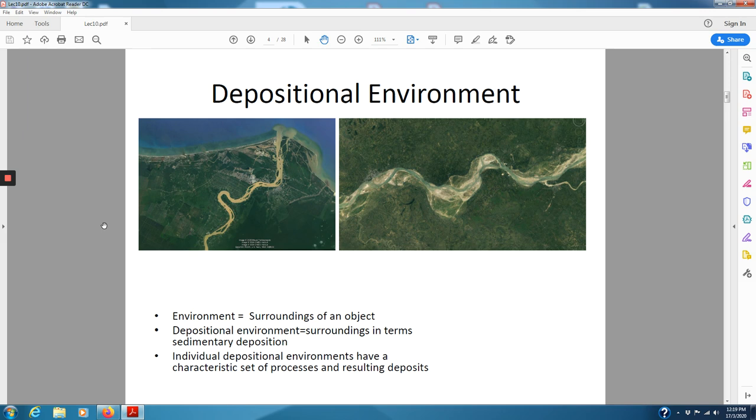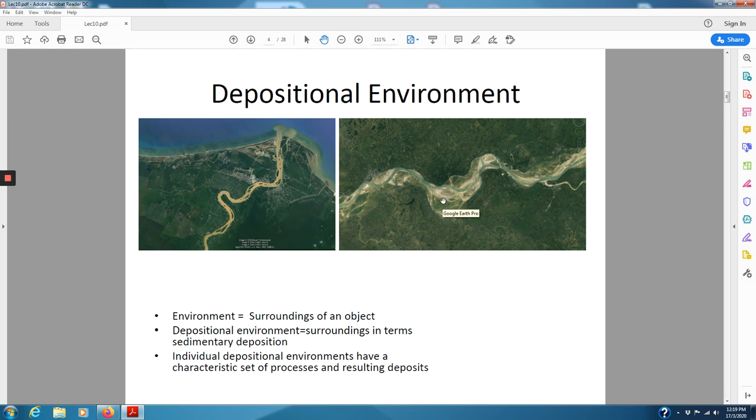As an example here, I have two photos from Google Earth, and they are showing you two relatively different depositional environments. One is an aerial photo of the Pahang Delta on the eastern coast of Peninsular Malaysia. And in terms of the depositional environment, we call this a delta, right? Now, on the right-hand side, you have another depositional environment, and in this case, this is a braided river system. You see a channel in the middle with bars of sand around it. So that is also a different depositional environment.